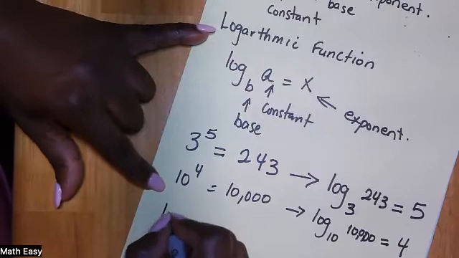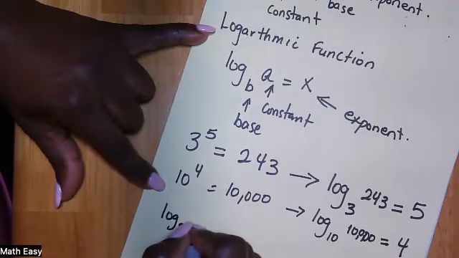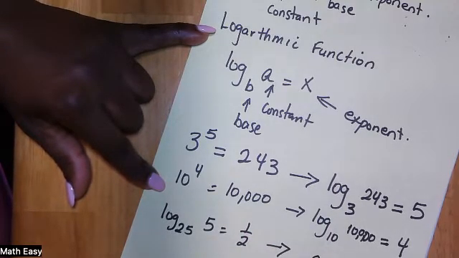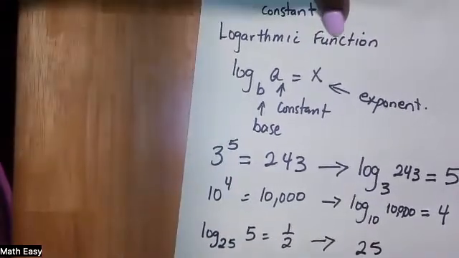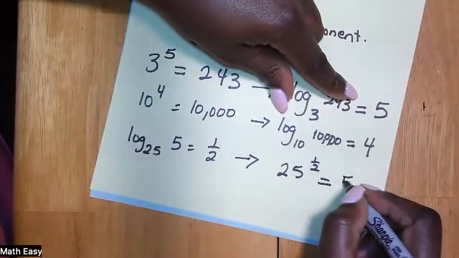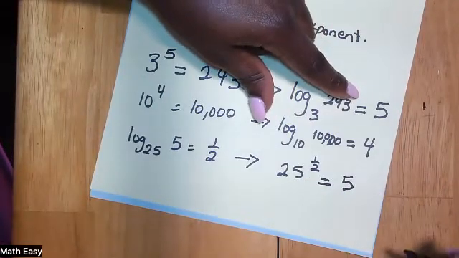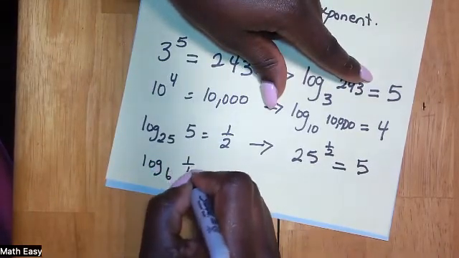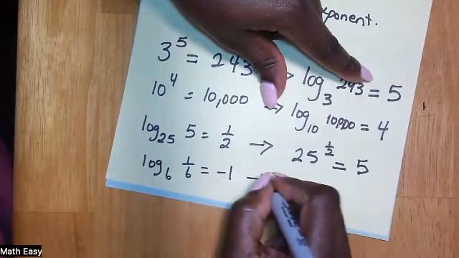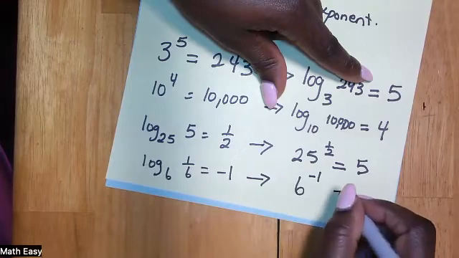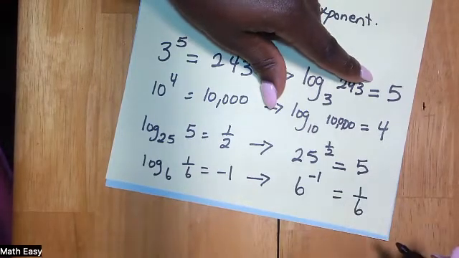Similarly, if we have the log and we need to write it as an exponent, then we start with our base. We write our exponent and we make it equal to our constant. Final example. We start with our base, we write our exponent, and we make it equal to our constant.